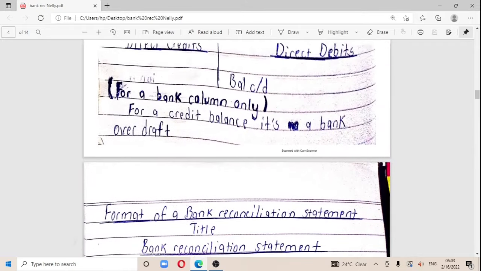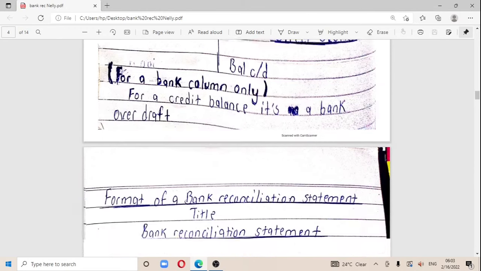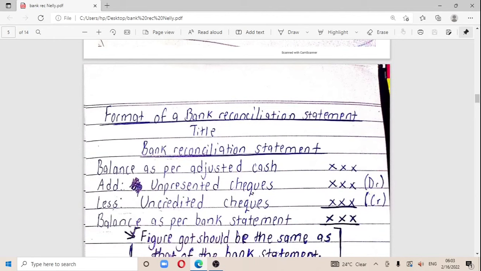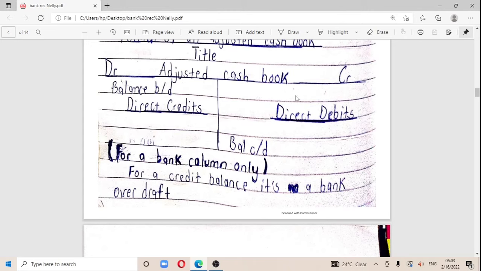So the balance should have come from, I'm assuming, a debit balance brought down. This balance right here is what you bring to this side, the balance as per adjusted cash book, and then it will be positive this side. But if you had a credit balance, a bank overdraft, on this side, that means the balance carried down will be this side.